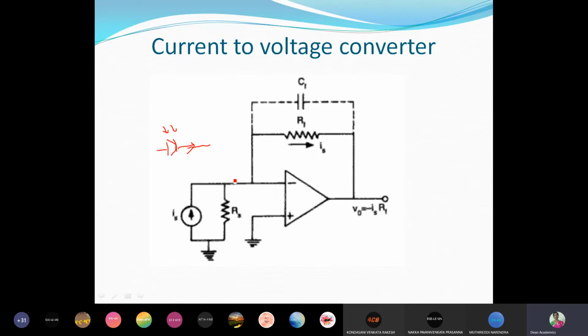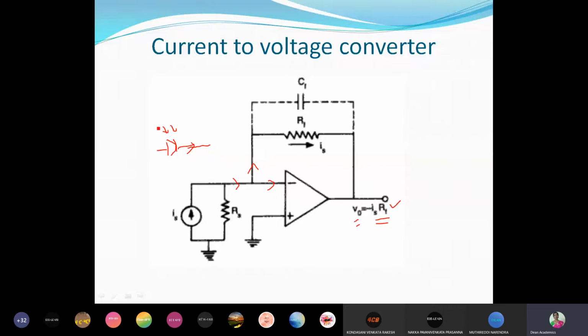From such a source we get a current here, and that current could be divided into two branches, but here the current into the input is 0 because of the high input impedance, and therefore this same current Is flows through Rf. Now V0 is nothing but minus Is Rf, so the output voltage varies with respect to input current. That means if there is any variation, because if the light is more the current will be more, V0 will be high.